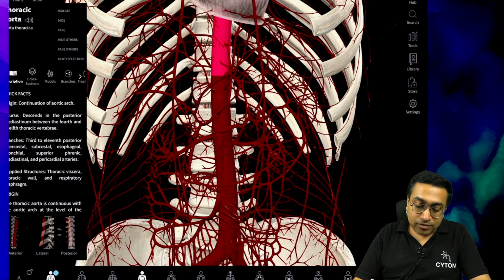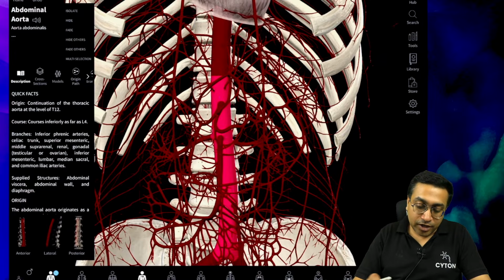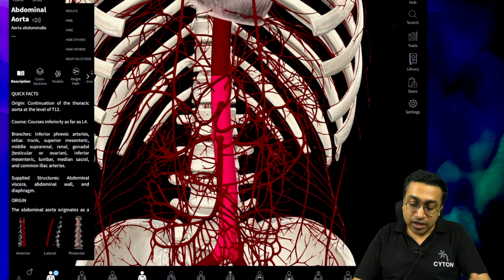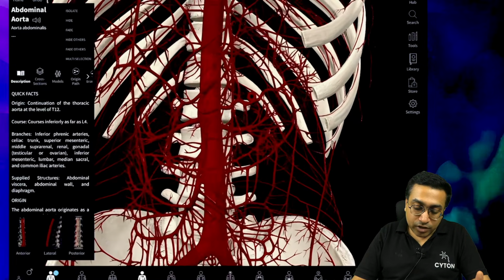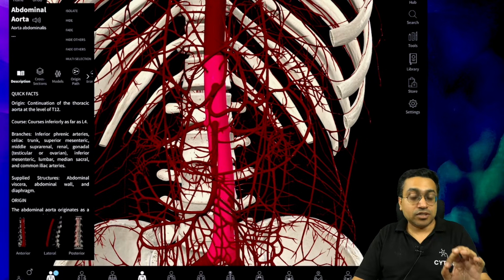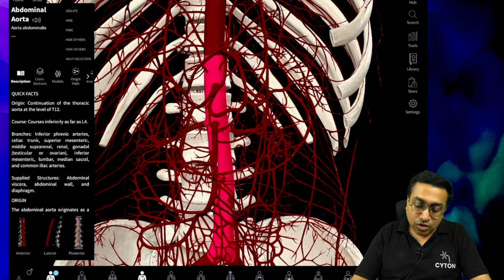Now you see this thoracic aorta continued into the abdominal aorta. Abdominal aorta, if you see carefully, there are three major ventral branches of the abdominal aorta.